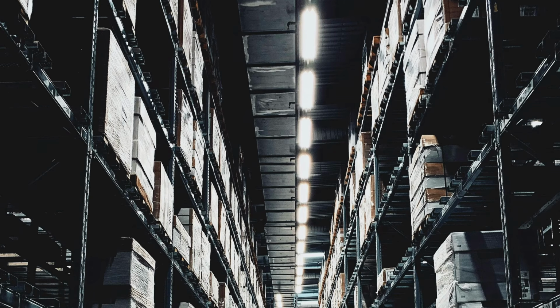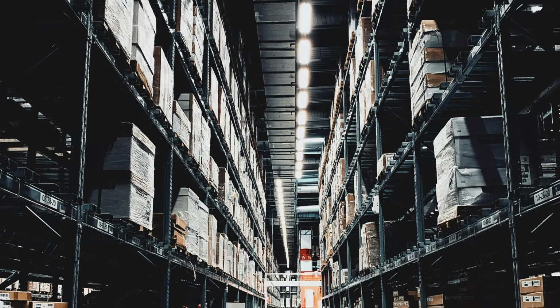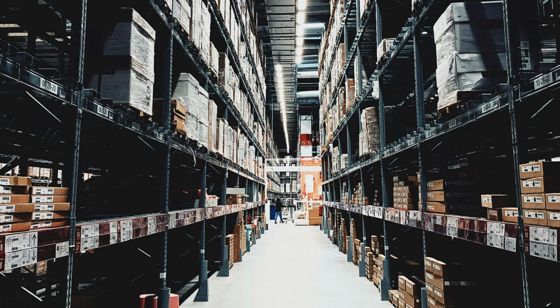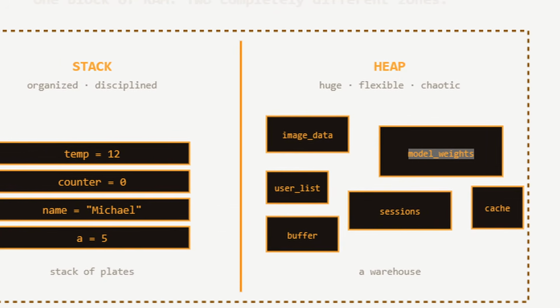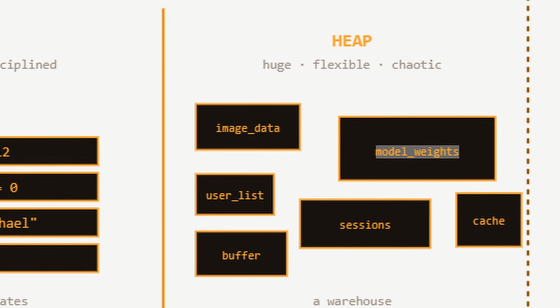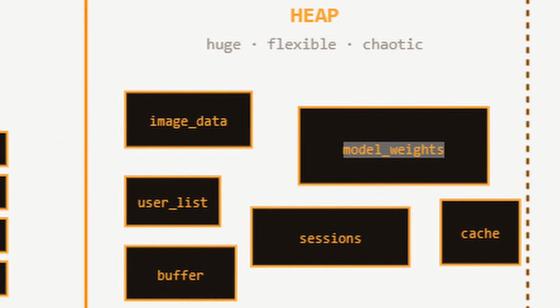Now, the other zone, the heap. If the stack is a stack of plates, the heap is a warehouse, a huge open space. You can put anything anywhere. Big things, small things, short-lived things, things that need to live for hours. When you create something on the heap, you ask the system for a slot. The system finds an empty space big enough, hands you back the address, and your data lives there, independent of any function, independent of any plate.